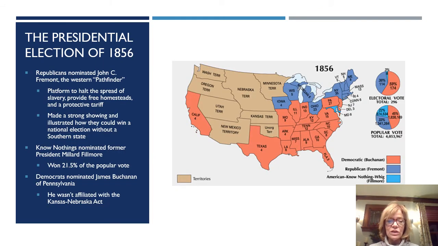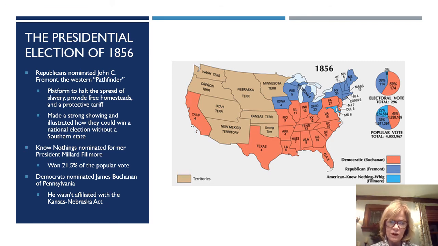All right, so in the presidential election of 1854, the Republicans nominate John C. Fremont. Now, Fremont was out in California, the Bear Flag campaign and everything, a member of the Mexican-American War. And what they want to do, their platform says we're going to halt the spread of slavery. We want homesteads for people to settle out in the West. And also we want a protective tariff.